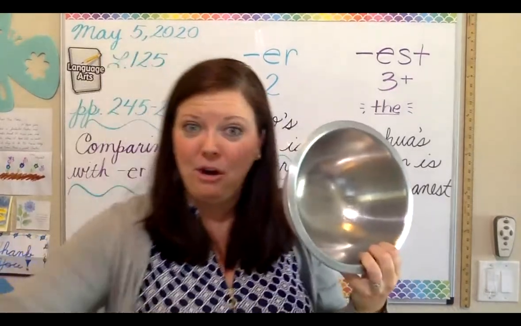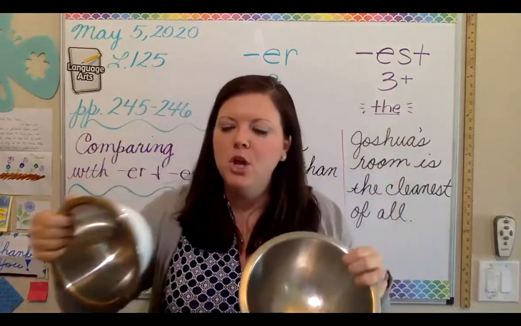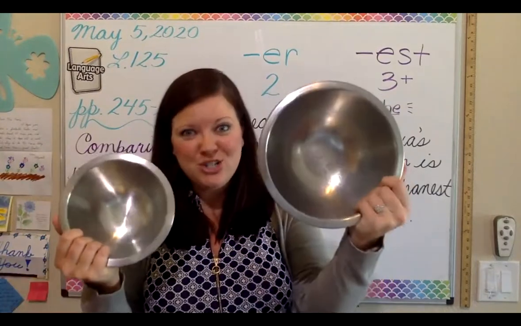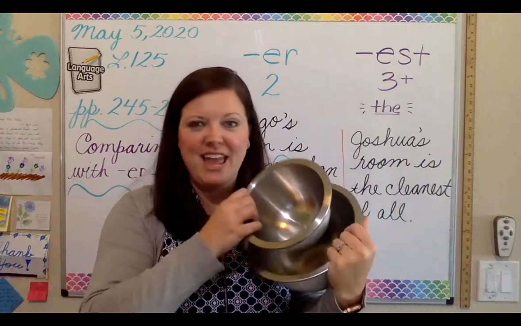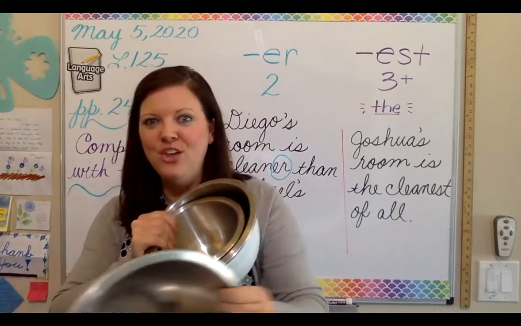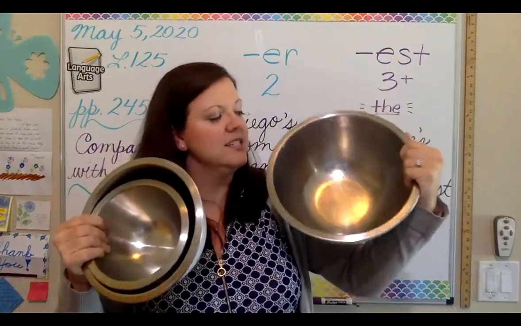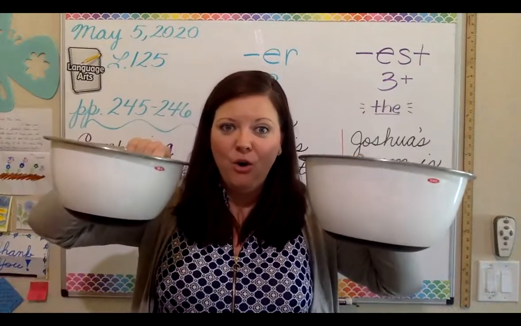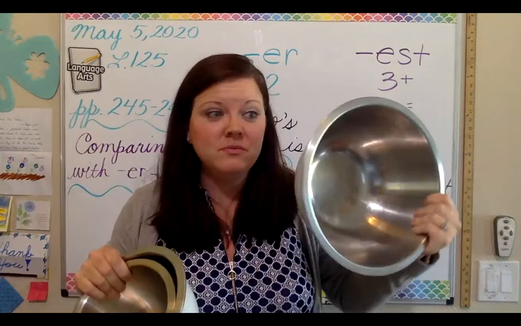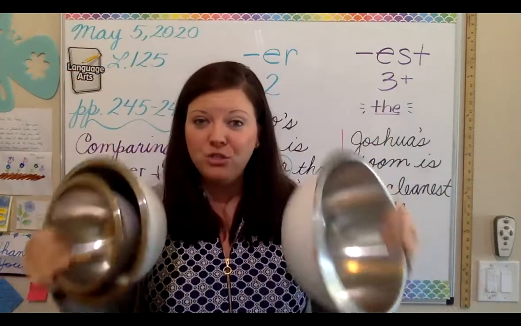This is bigger than that. This is smaller than that bowl. But what would happen if I didn't have just one bowl or two bowls? I might have to nest this one inside. What if I had three bowls? Oh my goodness, I need an extra hand. Okay, now this one is the biggest of them all. It's bigger than this one or that one. It's the biggest out of all three.